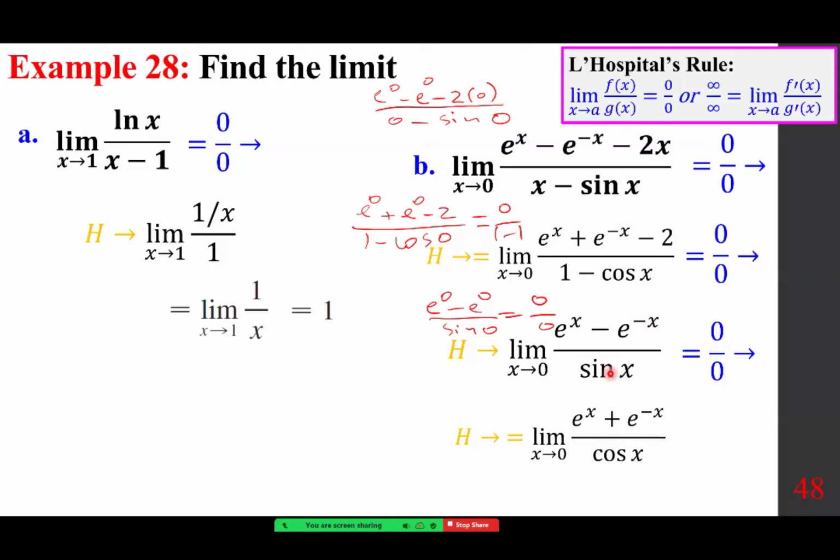And now if you plug in, you get e to the power of 0 plus e to the power of 0 over cosine 0. And I hope you recognize the top is 1 plus 1, the bottom is 1, and the answer is 2. So that works out after using L'Hopital's rule several times.